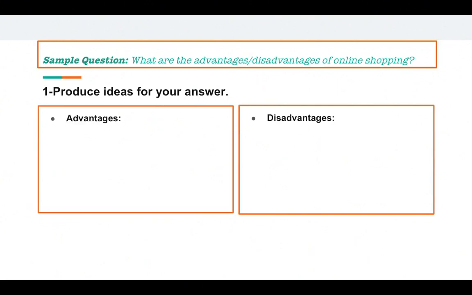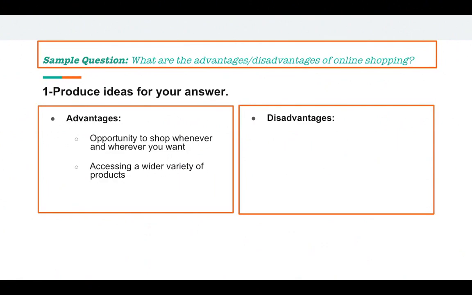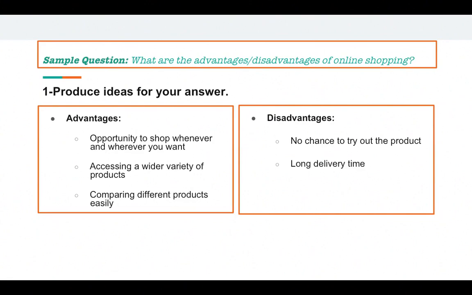Let's see the advantages and disadvantages. For the advantages, you can write opportunity to shop whenever and wherever you want, accessing a wider variety of products, and comparing different products easily. As for the disadvantages, you can say no chance to try out the product, long delivery time, and some security problems concerning credit cards. So we have a list of the advantages and the disadvantages, and step 1 is over.